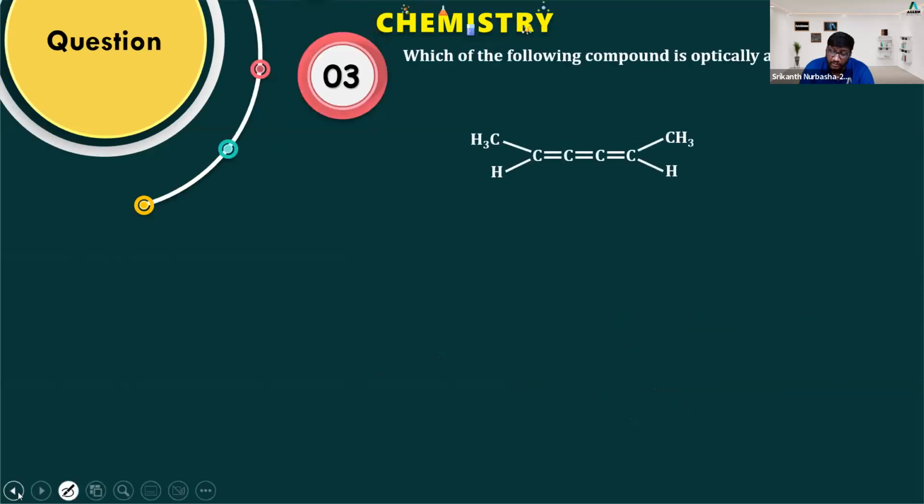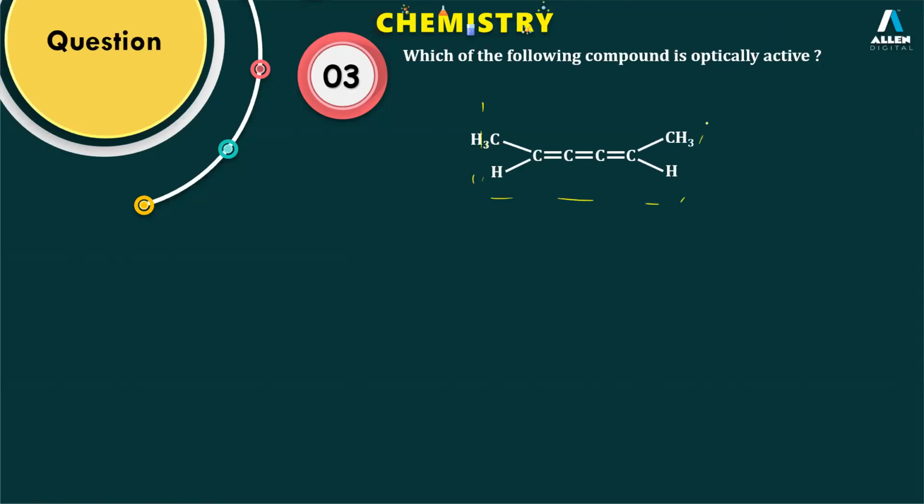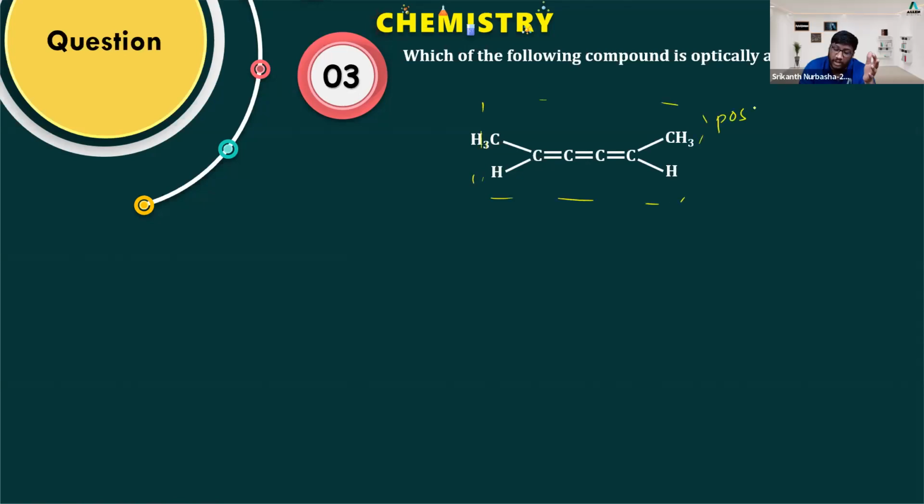What about third case? CH3, CH, C double bond, C double bond, C double bond, C, CH3, H. Number of double bonds, how many? 1, 2, 3. 3 double bonds are there. Odd number of double bonds are there. Means directly the molecule is optically inactive. Plane of symmetry, yes or no? Plane of symmetry is present, so inactive.